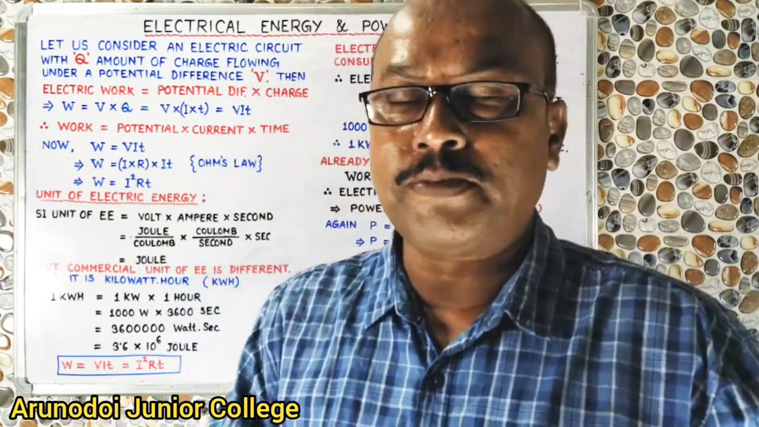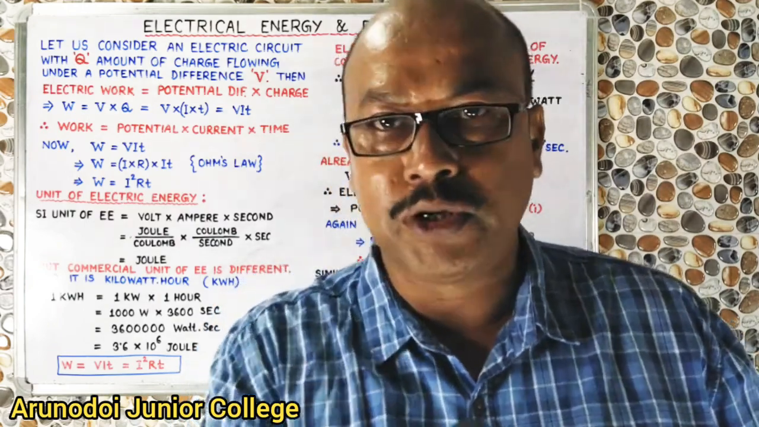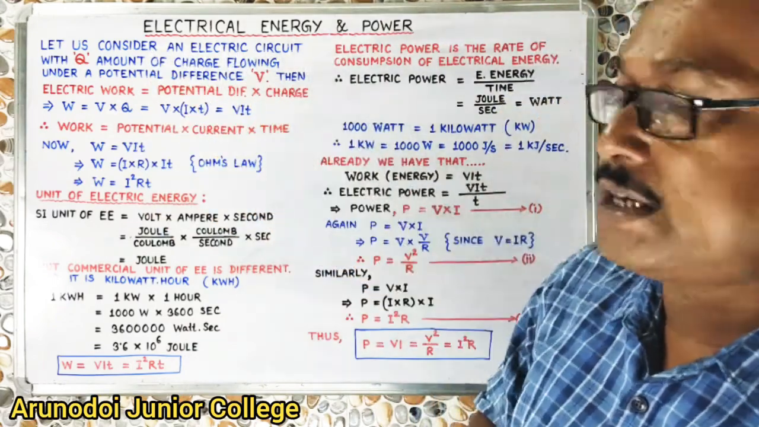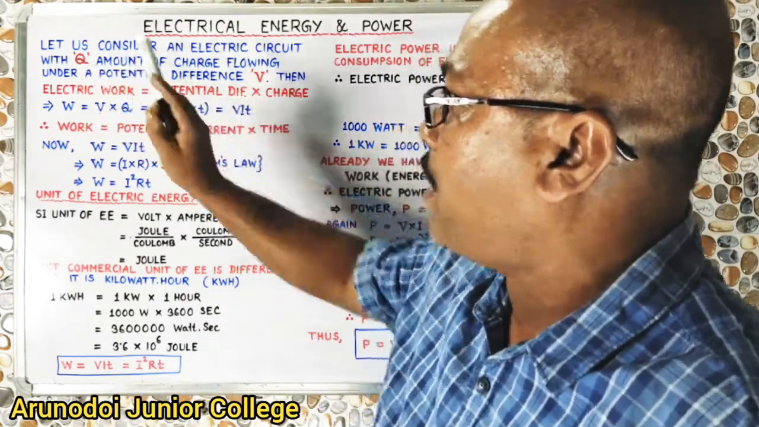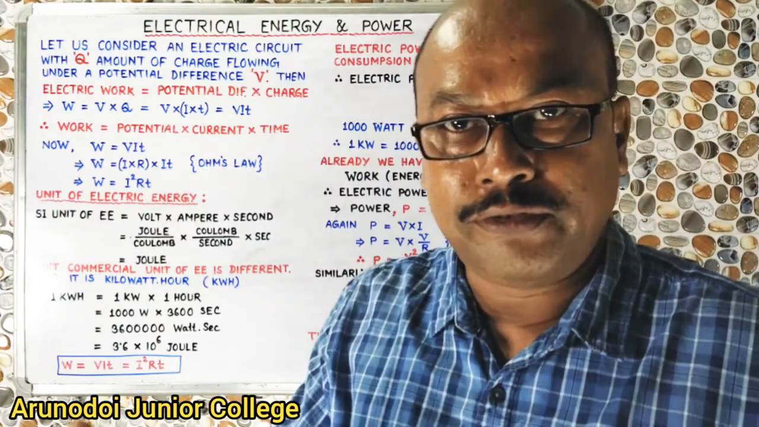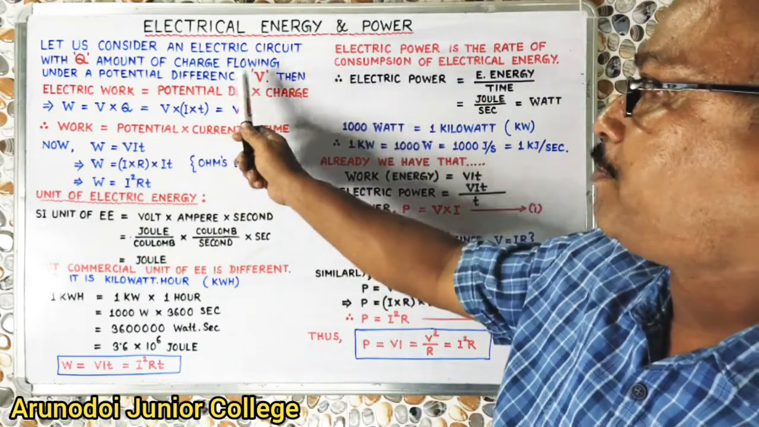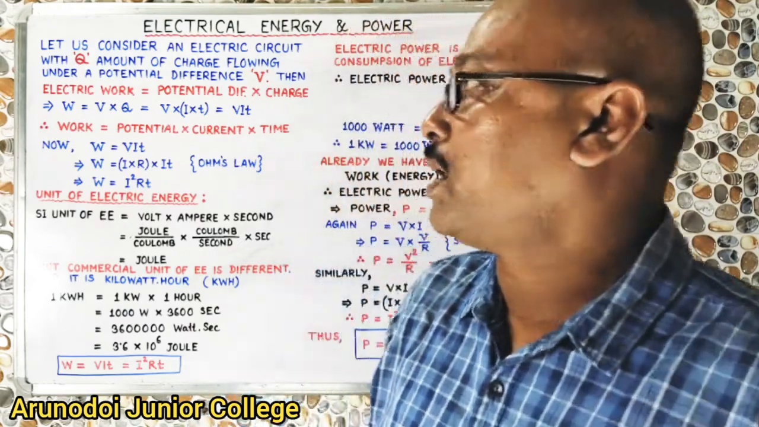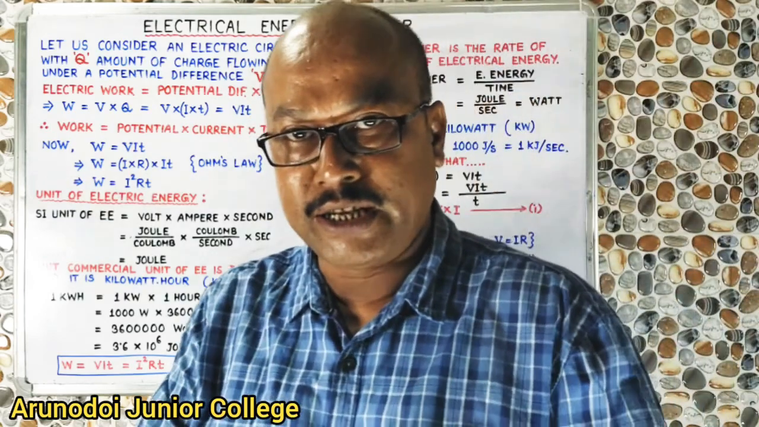To understand this concept of electrical energy, let us assume an electric circuit, what we have already discussed before your online half-yearly examinations. Let us consider an electric circuit, and through this circuit Q amount of charge is flowing, that is capital Q amount of charge flowing through the circuit due to application of a potential difference of V. That is why this charge is flowing, because you are applying a potential difference of V.